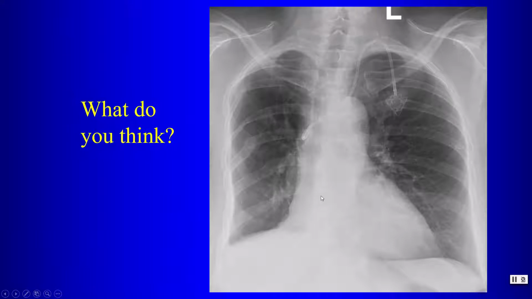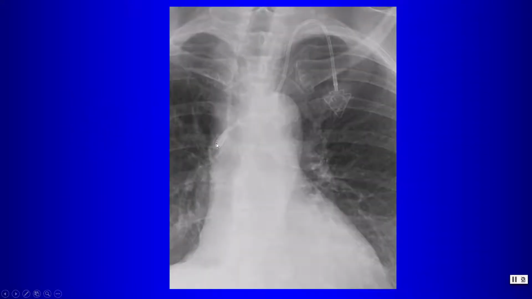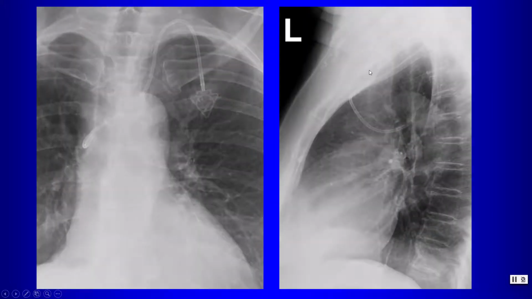So if we start with this case, we have a patient with a central venous catheter, and we notice that it takes this funny hook right over here in this region. So what is the significance of that? Well, in the lateral view, we can see that it is curving backwards, and this is what we see when a catheter is going into the azygos vein.